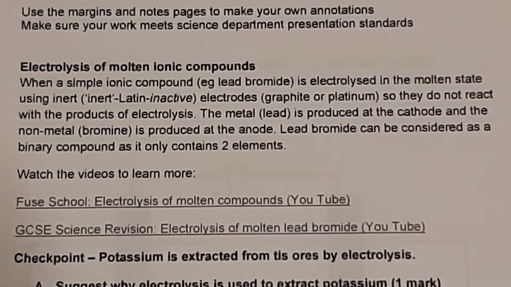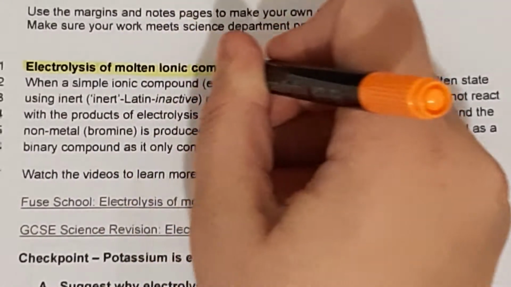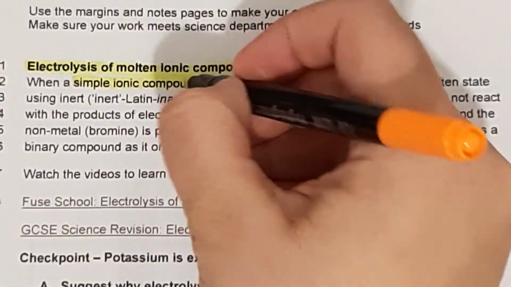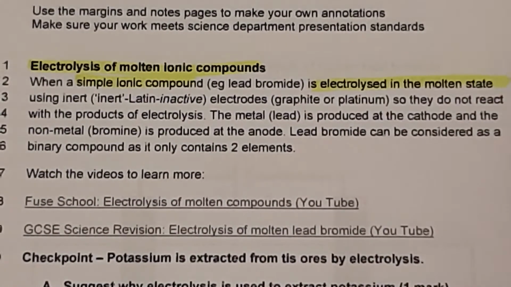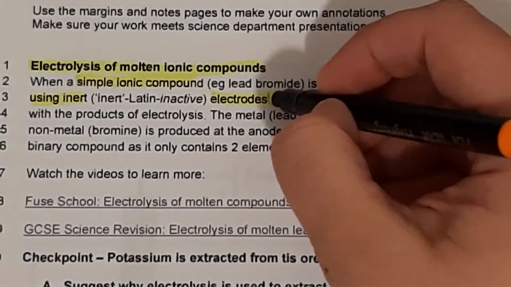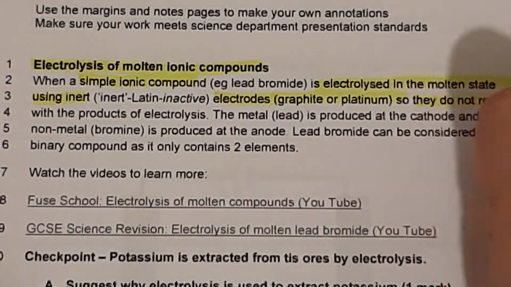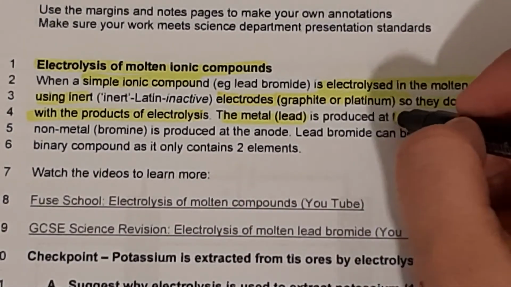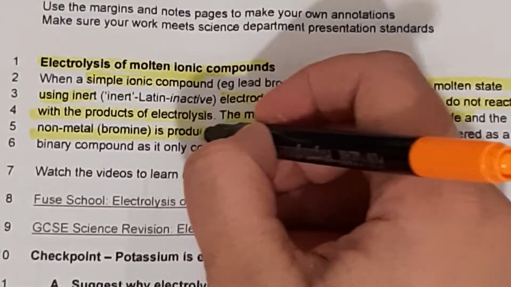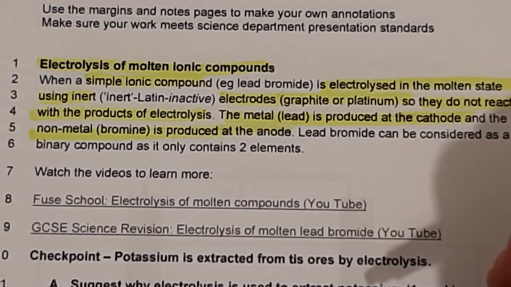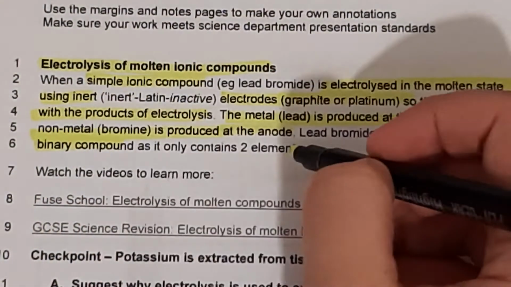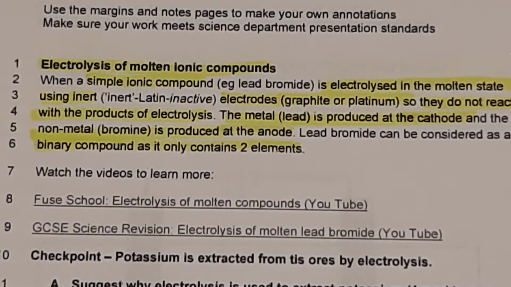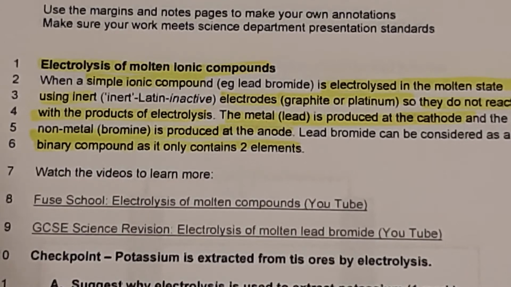So we're moving on to page 9, the electrolysis of molten ionic compounds. When a simple ionic compound, such as lead bromide, is electrolyzed in the molten state using inert electrodes, such as graphite or platinum, so that they don't react with the products of electrolysis, the metal, in this case lead, is produced at the cathode, and the non-metal, in this case bromine, is produced at the anode. Lead bromide can be considered a binary compound because it only contains 2 elements. A binary compound is something that contains 2 elements.